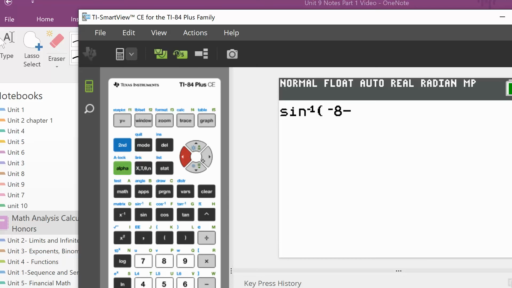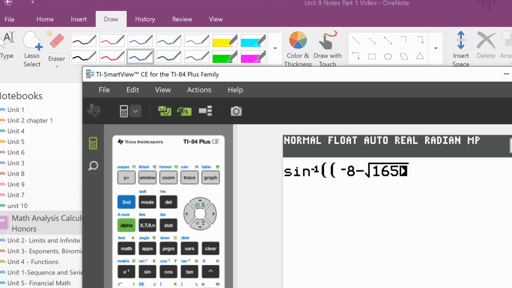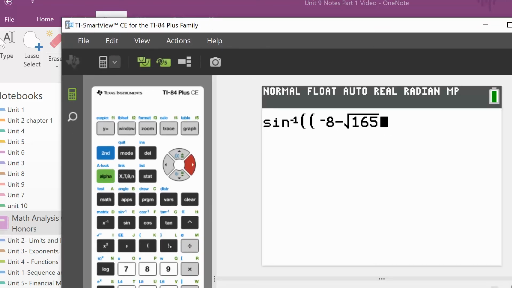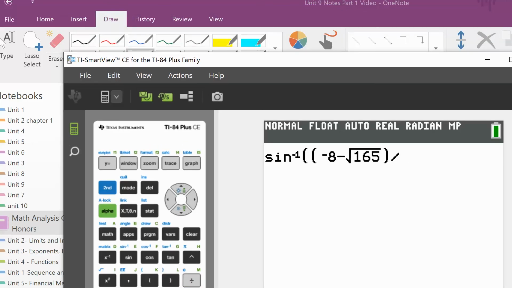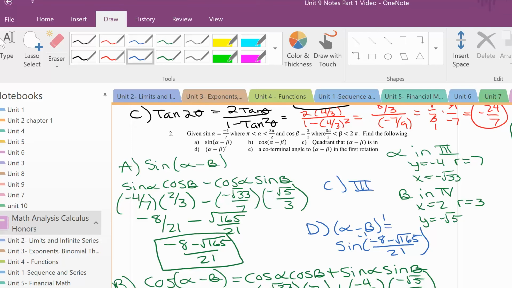Actually, let me do it this way. Let me put the parentheses here. So it's negative 8 minus rad 165 divided by 21, and then you hit enter, and notice you get 1.449. Remember, the reference angle can't be negative, so theta prime is equal to 1.449.